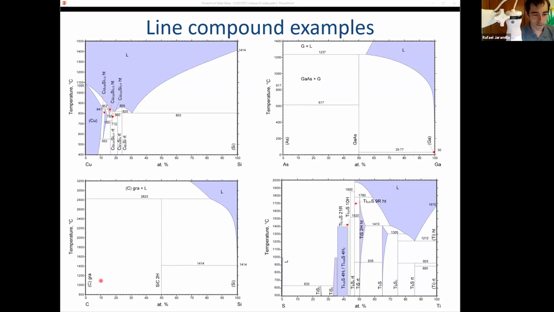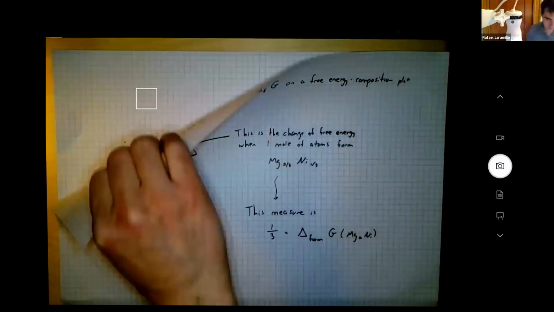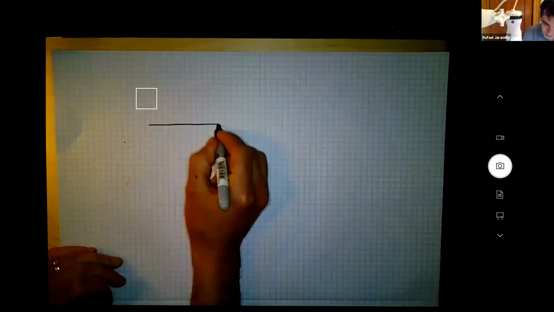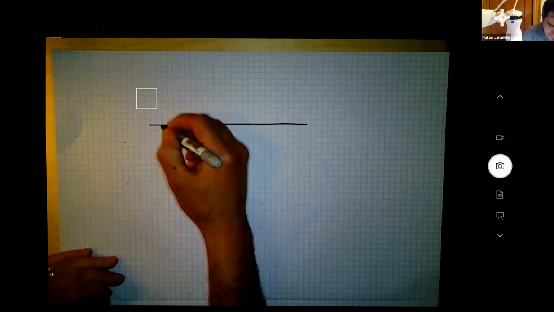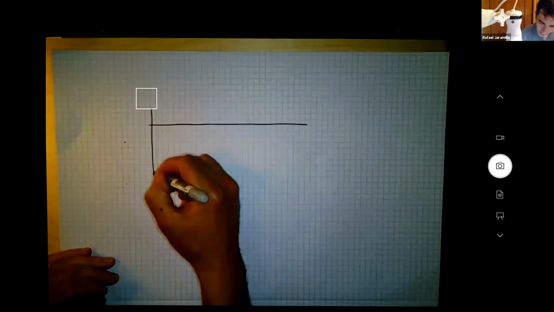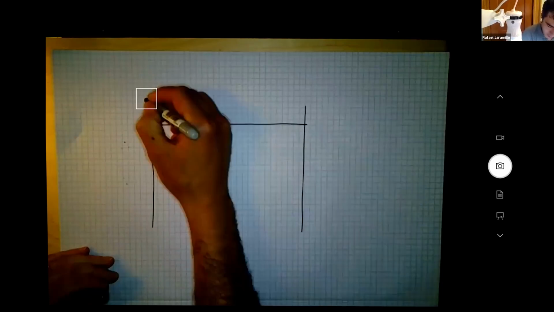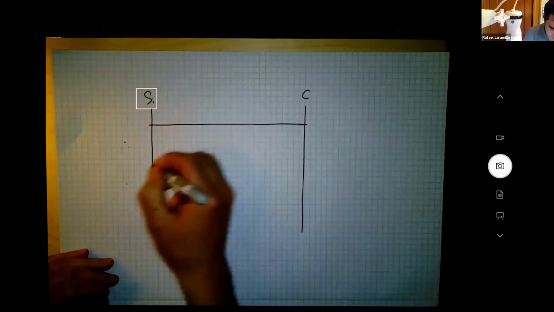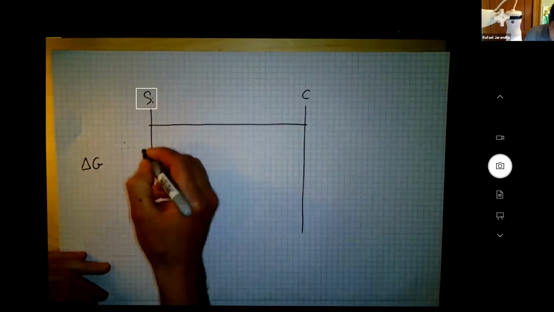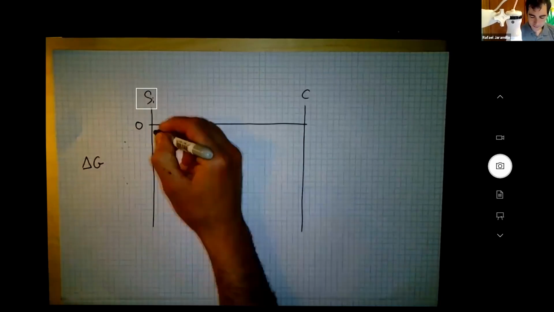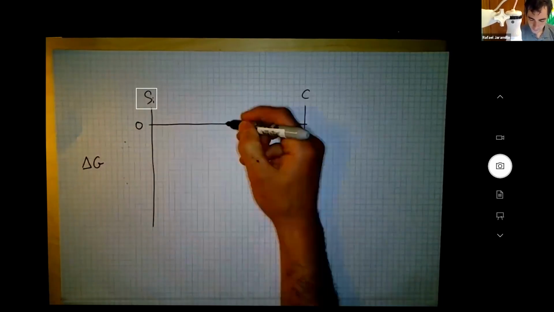Let's draw it. Let's draw what that looks like. So would anyone like to take a stab at how I would draw a free energy composition diagram for the silicon carbon system at low temperature? Here's silicon, here's carbon, here's delta G, here's 0. And let's say this is 50-50.